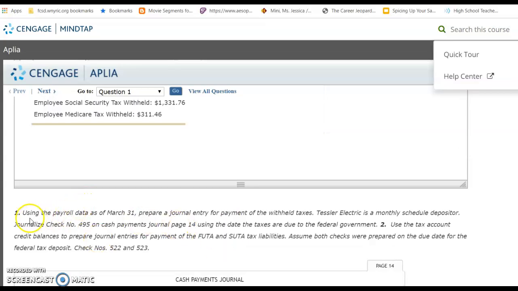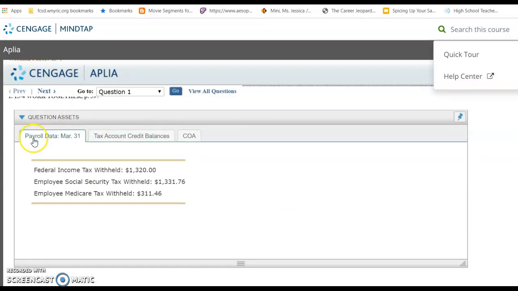Okay, so back to the instructions. For the first one, we're going to be journalizing the payment of the taxes withheld. So up here, payroll that ended on March 31st, we're going to be paying these on April 15th. So they give us the information. The federal is the 1320, and then we have employee Social Security tax of $1,331.76. This amount needs to be doubled because remember it's employer and employee. Employee Medicare tax withheld, $311.46, also needs to be doubled because this is employer and employee. The federal or employee income tax is only the single amount given.